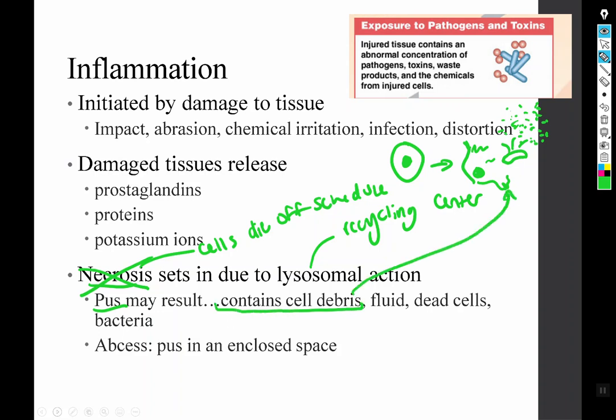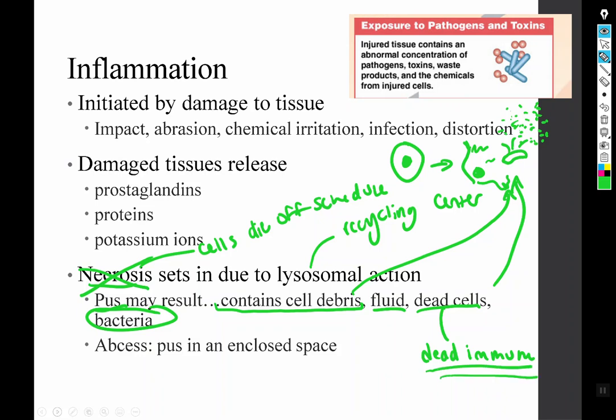So random broken cell bits, fluid, dead cells, either entire or more usually this kind, and bacteria. Sometimes they're dead tissue cells, sometimes they're dead immune cells. So pus is actually a combination of your dead little soldiers on the battlefront against pathogens, bacteria, which are trying to eat up the nutrient-rich components of all these dead cells, cell debris, fluid, etc.